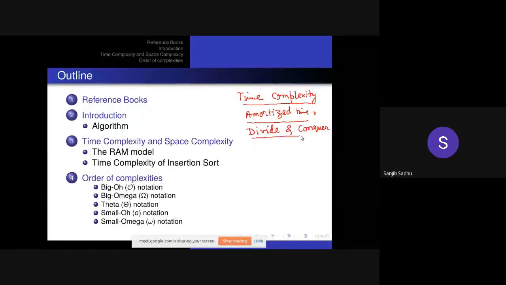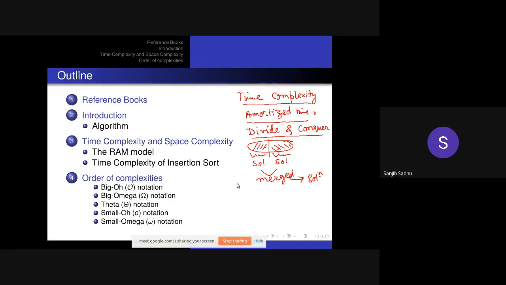So divide and conquer is one of the strategies. In divide and conquer, what happens? We solve the problem by dividing the entire problem into two parts. Now solve this part, solve this part. This solution and this solution are merged together. This is called divide and conquer. So we are dividing here, and conquer means merge. We are merging the solutions to get the final output. This is one technique, but not the only technique to solve a problem.